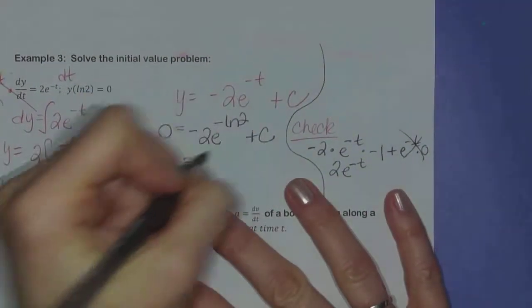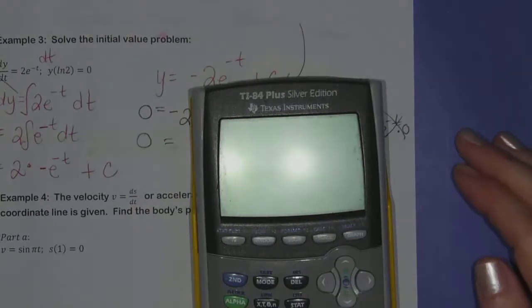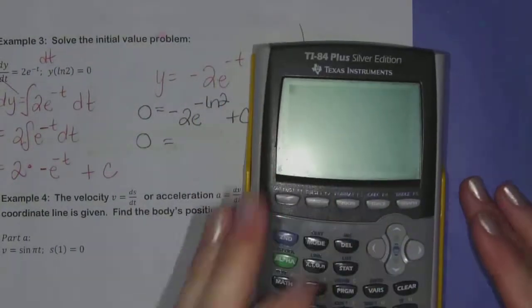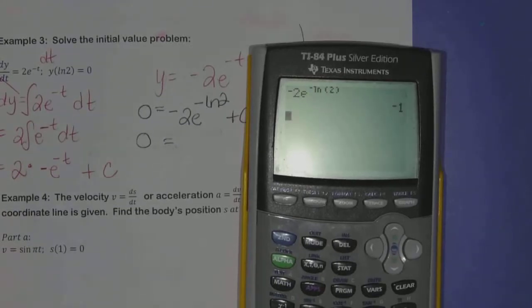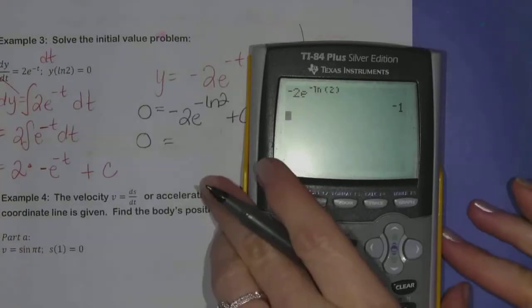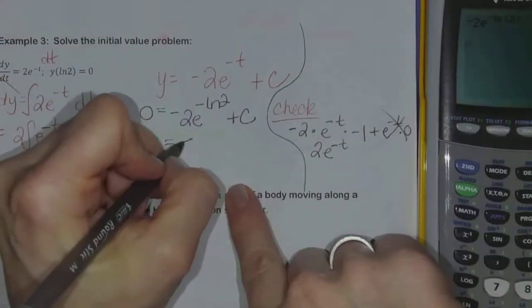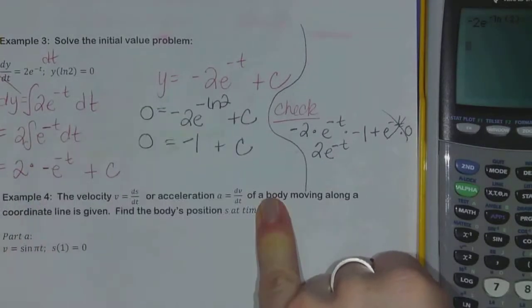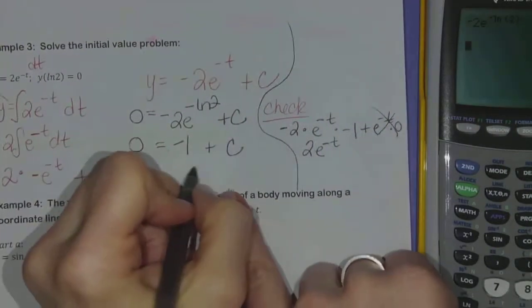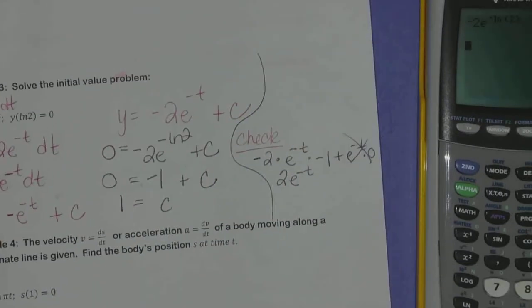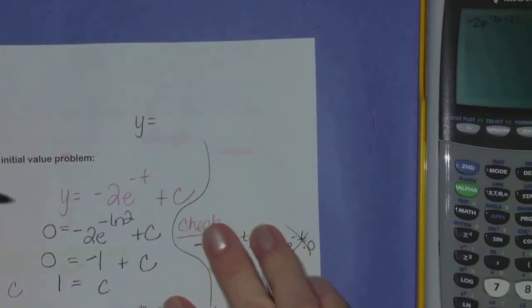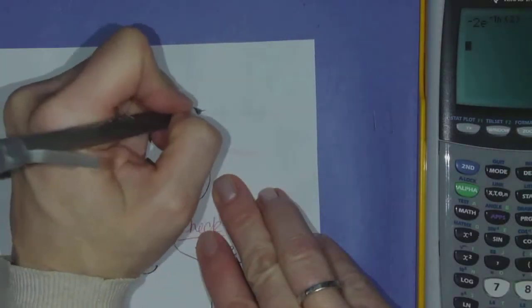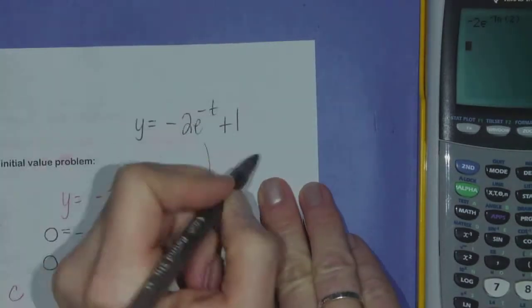And this part right here, I'm just going to put in my calculator. So I've got negative 2 e to the negative ln of 2, and that's giving me negative 1. So that's negative 1 plus c. So my c is going to be 1. So my final answer to example 3 is, I'm going to write it up here, y equals negative 2 e to the negative t plus 1.